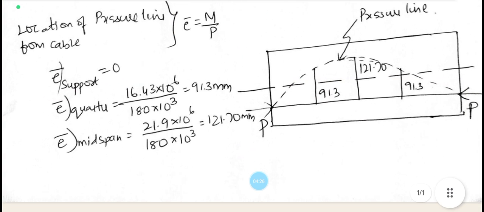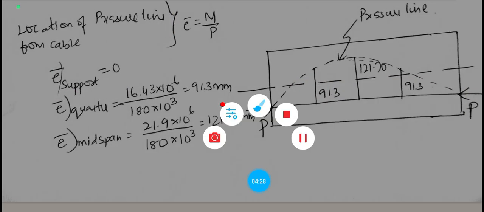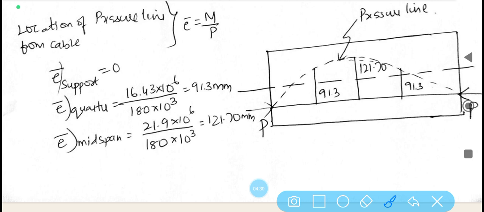So for the quarter span, the bending moment what we have calculated in the previous step is obtained as 16.43 and pre-stressing force is common for all the cases. After substitution, we get it as 91.3 and finally at the mid span, M value obtained as 21.9 divided by P, we get this value. And next it is necessary to plot the pressure line.